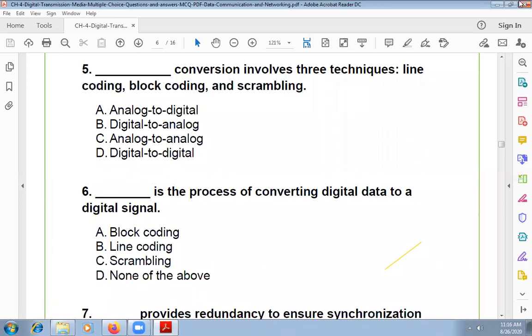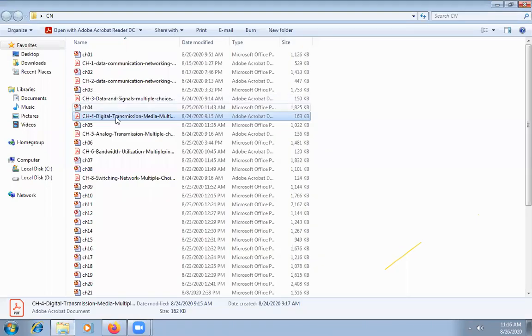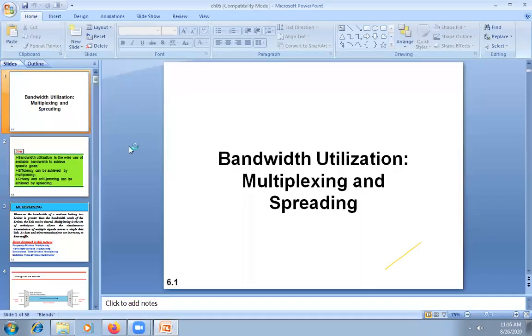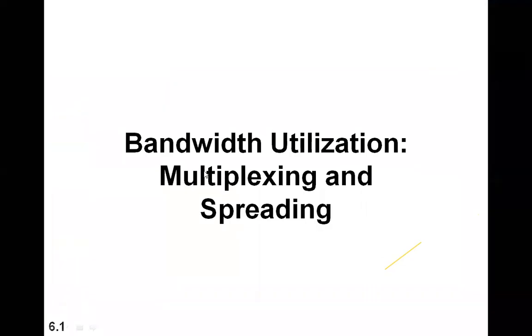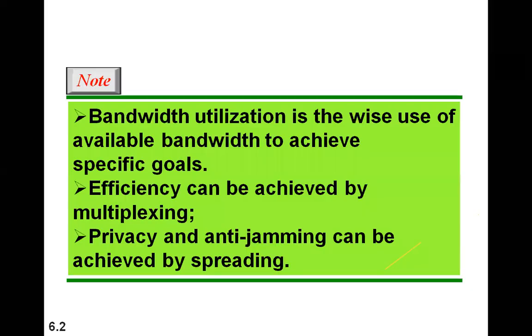And let's go to the next topic. So that we are going to discuss multiplexing. Though you are familiar to some extent with multiplexing, let us review once again. So multiplexing is useful for effective utilization of the bandwidth. That's the main purpose.